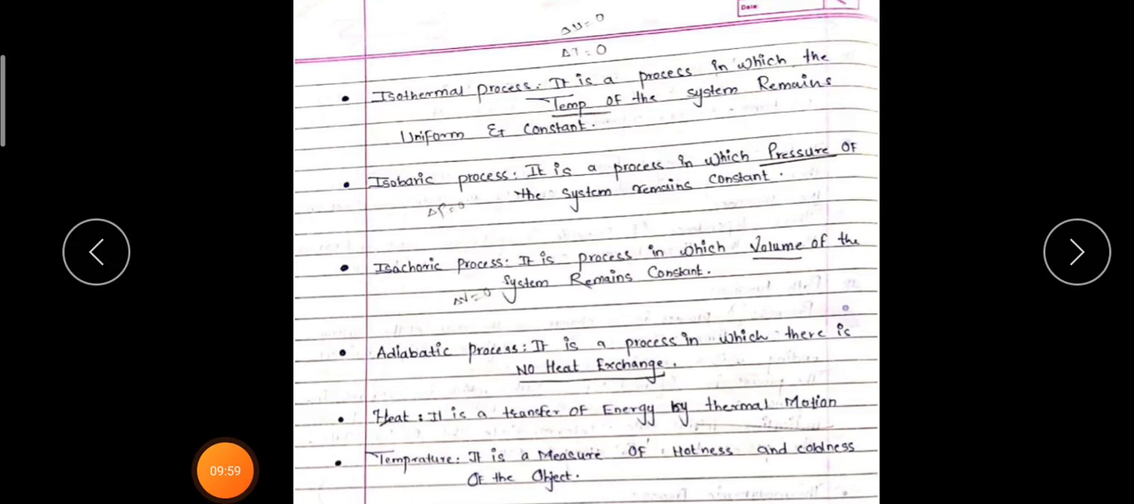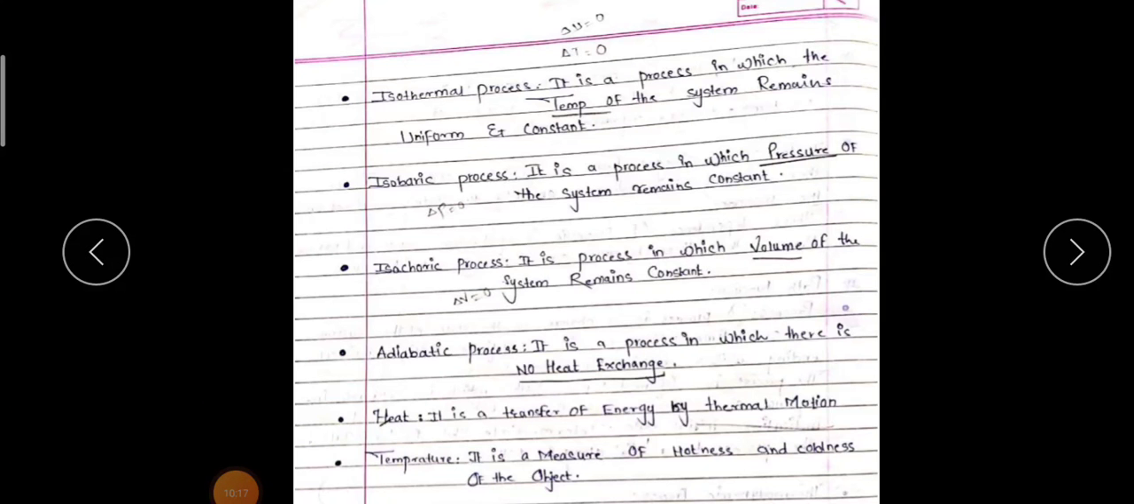Then isobaric process. Here in the isobaric process you can see dot dot dot is a process in which the pressure of the system remains constant, or the isobaric process is a process in which the dot dot dot remains constant. Likewise the MCQs will be there.